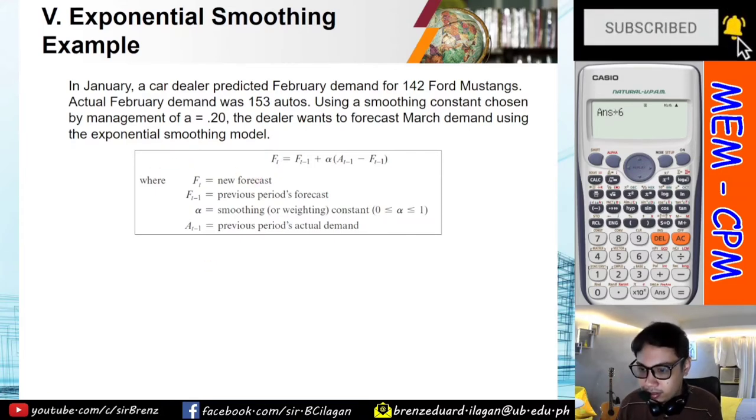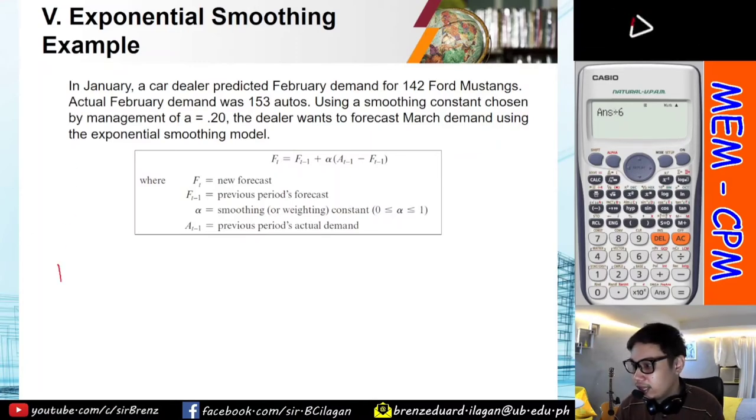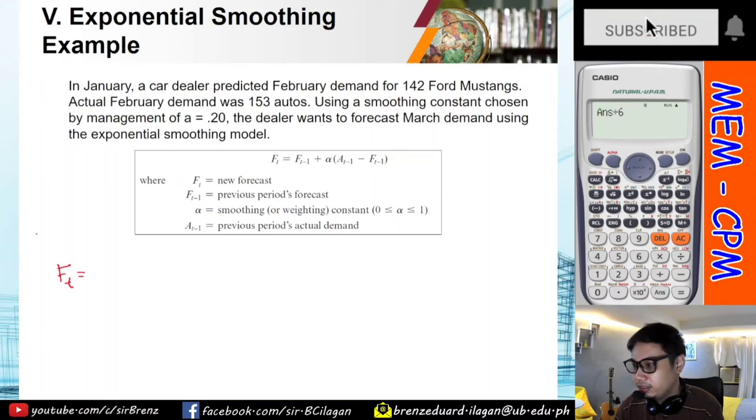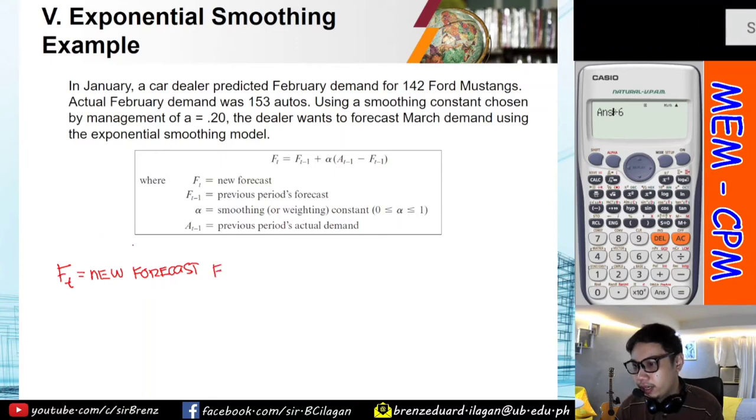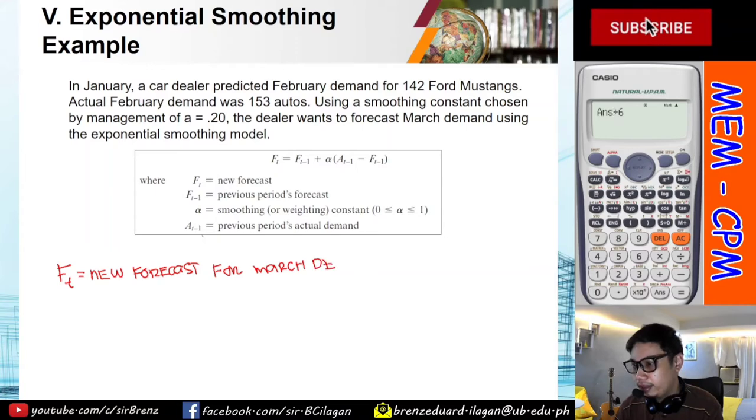So, kunin ko lang yung pen. Okay. So, the new forecast. So, ito yung forecast natin for the March demand. So, i-denote ko na lang siya as F sub T. So, ito yung new forecast for March demand.